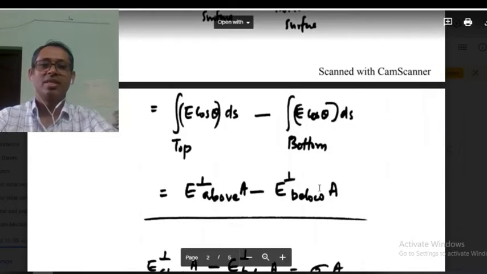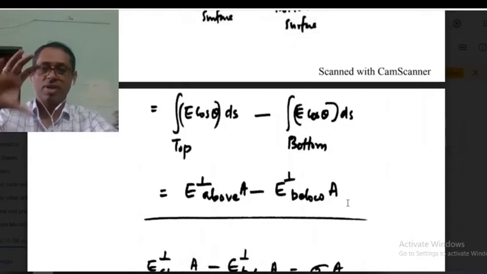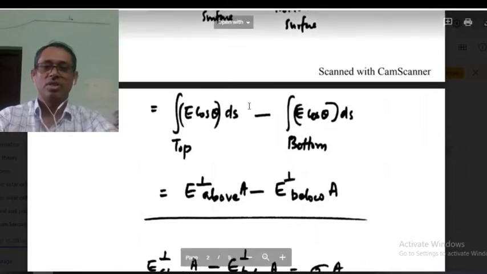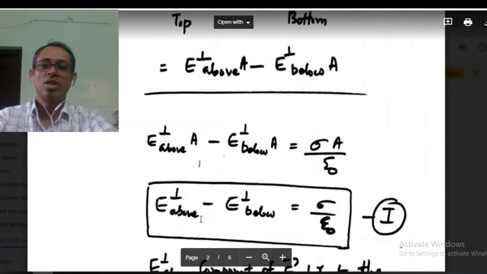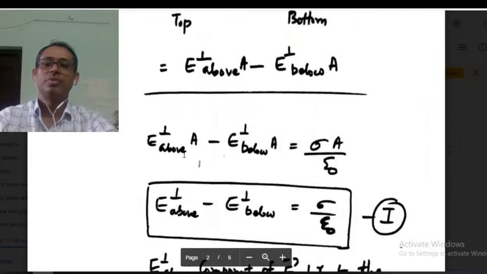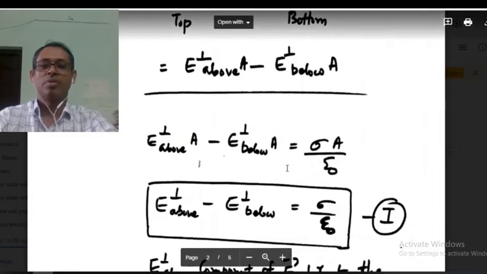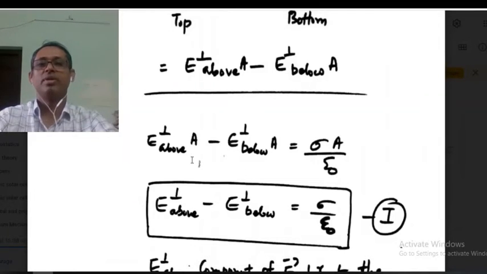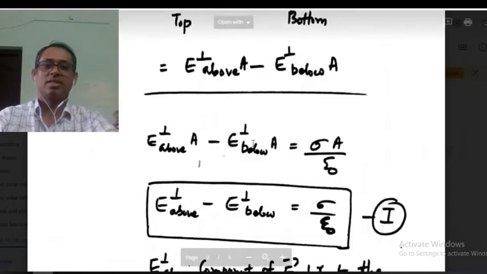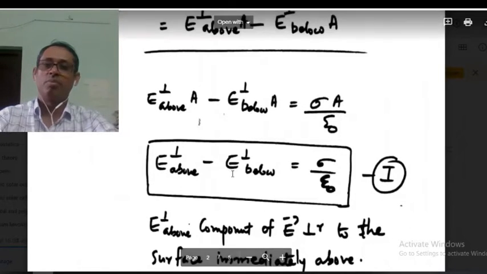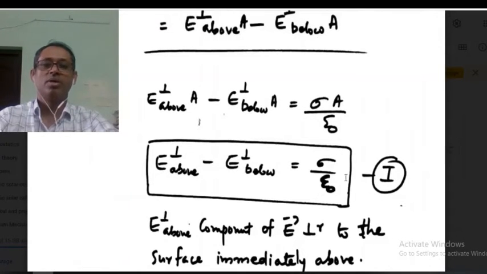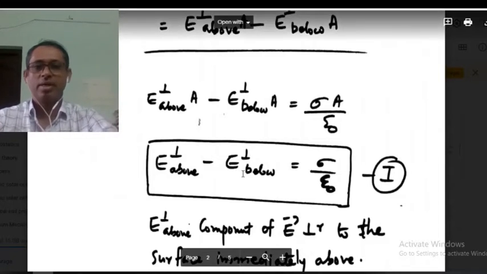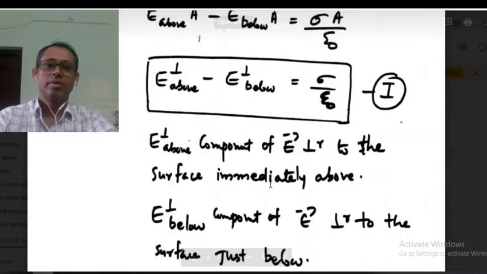So we get this expression for the total flux passing through the surface: E perpendicular above A minus E perpendicular below A. This is the flux, and that is equal to sigma A over epsilon 0. So this A will get cancelled. You have E perpendicular above minus E perpendicular below equal to sigma by epsilon 0.